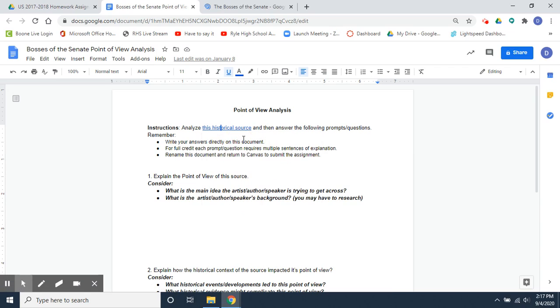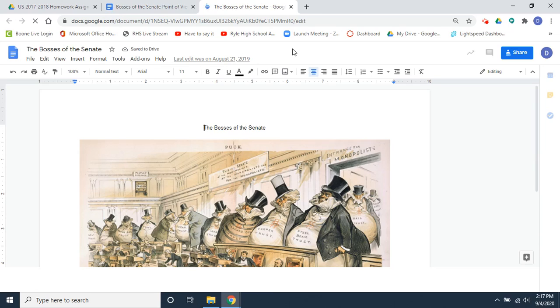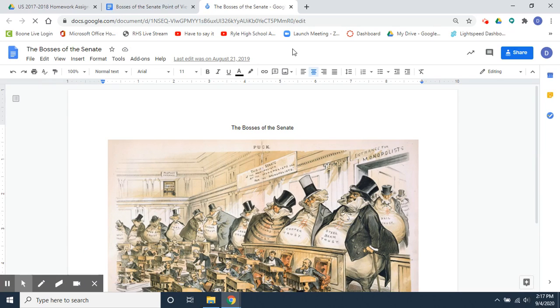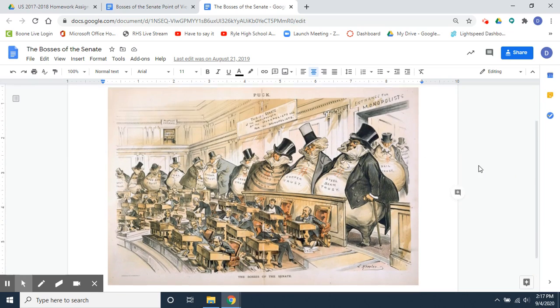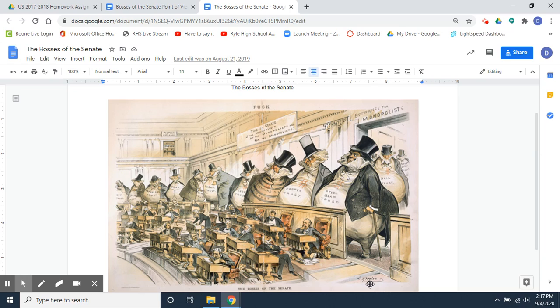So I'm going to open this up in a separate tab. This is a very famous Gilded Age cartoon. Now, the cartoon you have tomorrow is going to be different than this one, but it's the same idea. This one is called Bosses of the Senate, by an artist named Joseph Keppler. This is something you always want to look at on a cartoon: who's the artist, or what's the source. It might be something you could Google and find some information about. And you've probably seen this before if you've looked through the textbook.